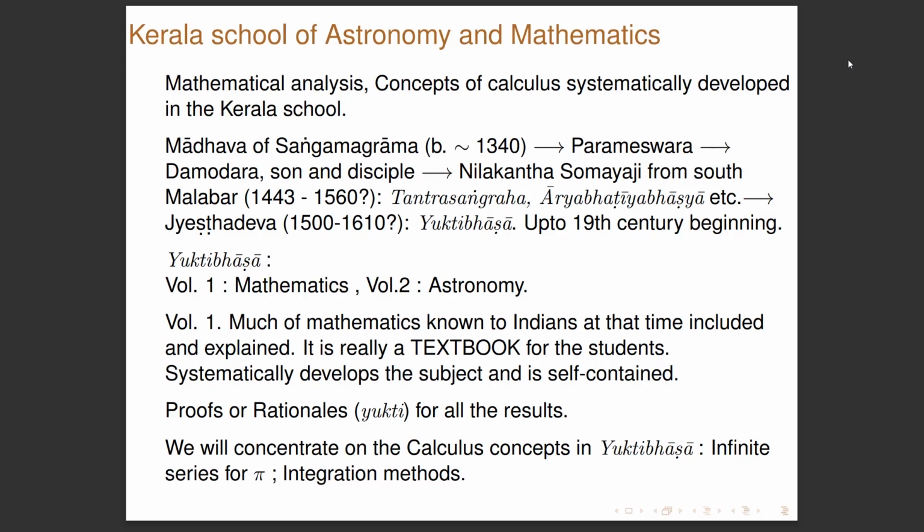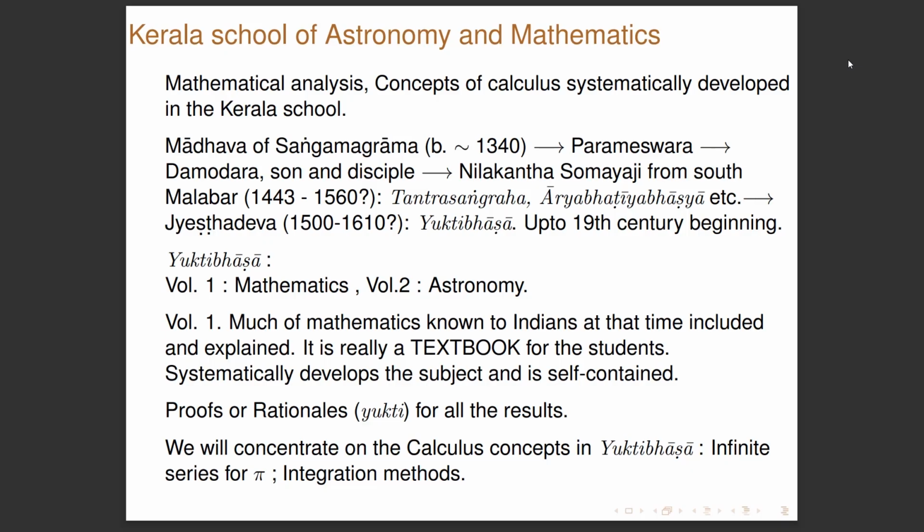So Yukti Bhasha has two sections, mathematics and astronomy. In the mathematics section, much of the mathematics known to Indians at that time is explained. It is really a textbook for students and systematically develops the subject and is self-contained. It starts from numbers, how to multiply, how to divide, square root, cube root, and then quadrilaterals and cyclic quadrilaterals. And finally, he comes to the circle and the relation between diameter and circumference. See, because they knew that that is a little hard.